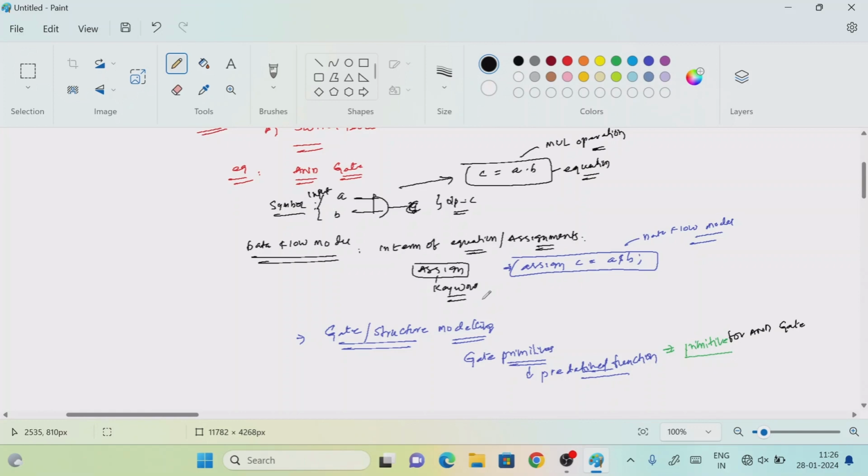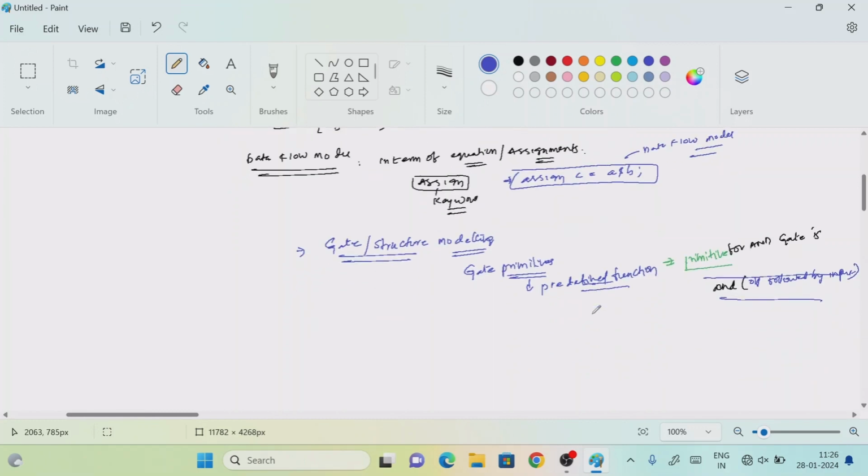So first we'll try to learn the syntax. After writing the syntax, we can understand. The gate primitive for AND gate is "and" in small letters. In brackets, we need to write the output followed by the input values. If you write a syntax like this, this is what we call gate level or structural modeling.